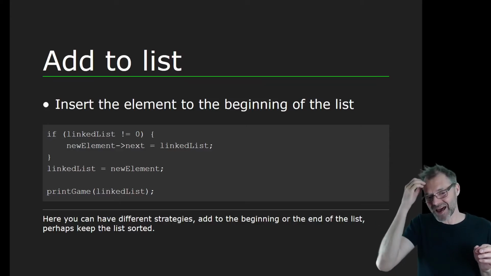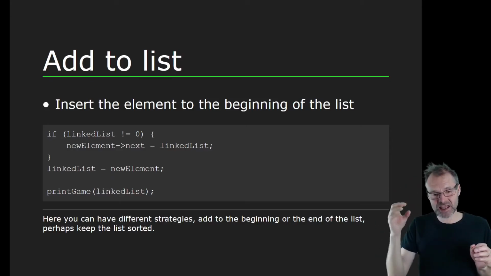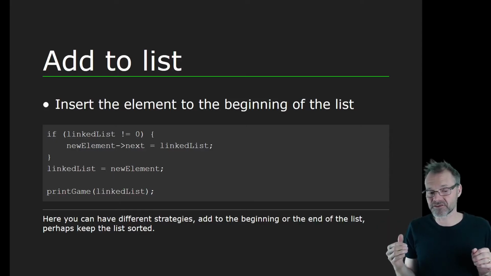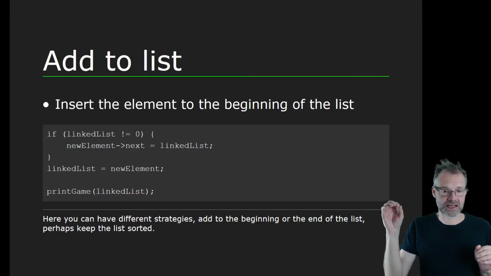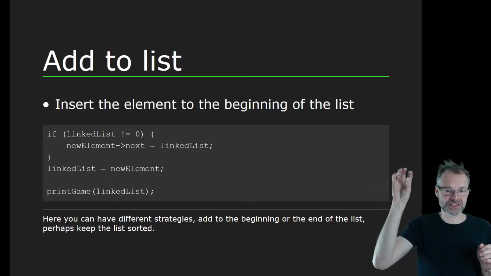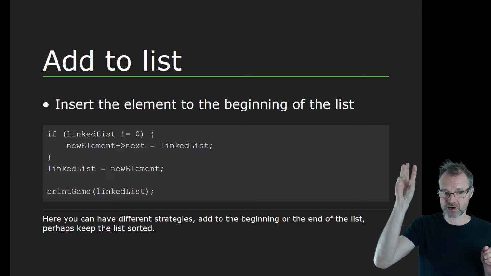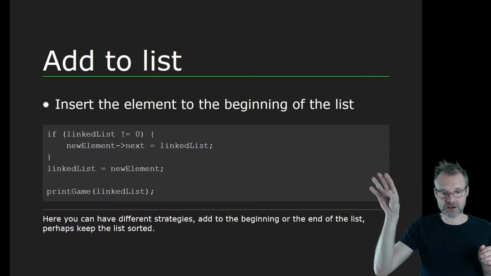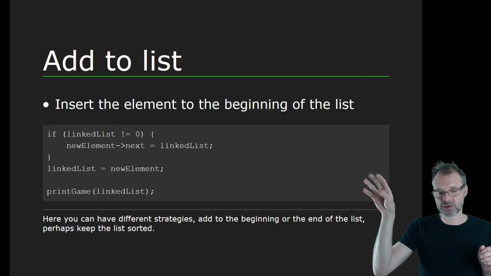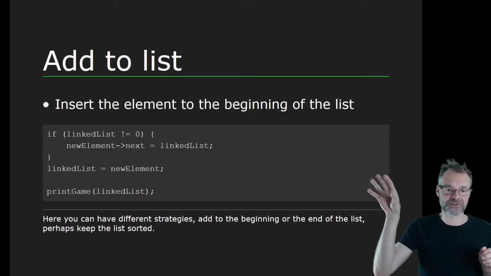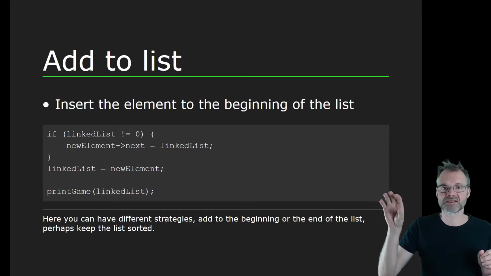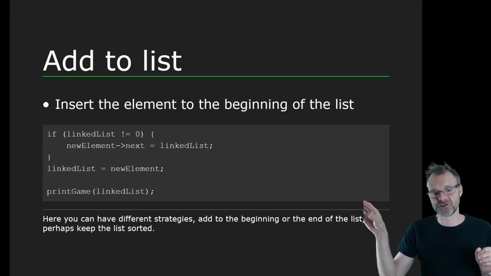So then I'm going to add it to the list. I have chosen a way here where I insert the element at the beginning of the list. So let's see how that looks like. The first time, when the linked list is 0, it will not go into this if statement there. So it's only going to do linked list is equal to the new element. So that is the first time when the linked list is empty. It's going to point to the first element that has its next pointer set to 0.